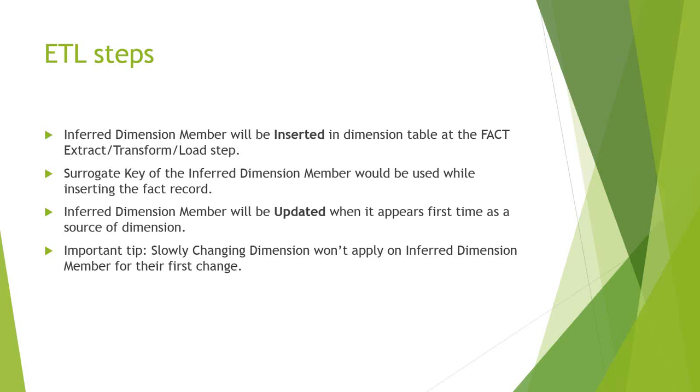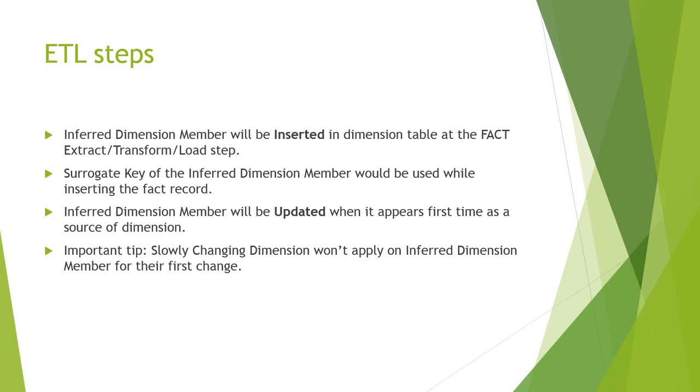So the ETL steps of doing that, we are going to talk about what's the best ETL scenario for doing this. The inferred dimension member should be inserted into the dimension table at the time of loading the fact table, before loading the fact record. Then the surrogate key of that inferred dimension member should be fetched and inserted in the fact record. Then that inferred dimension member will be updated after its first appearance in the source of the dimension, which is quite important. The important thing is that we do not apply a slowly changing dimension for that.